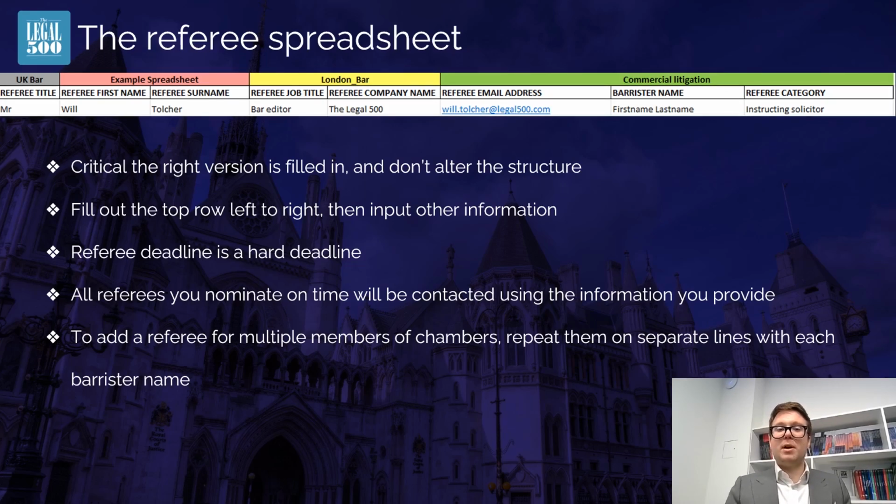The first of the two parts in the process I will discuss in this presentation is the referee spreadsheet. In order to carry out the largest process gathering feedback on barristers in the world, we do so automatically through a semi-automatic email system. Therefore, we use a set standard form spreadsheet to provide details. Please don't alter the structure of this document in any way.